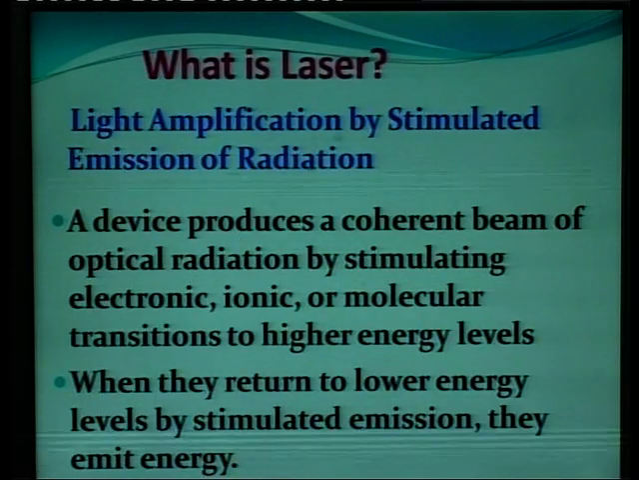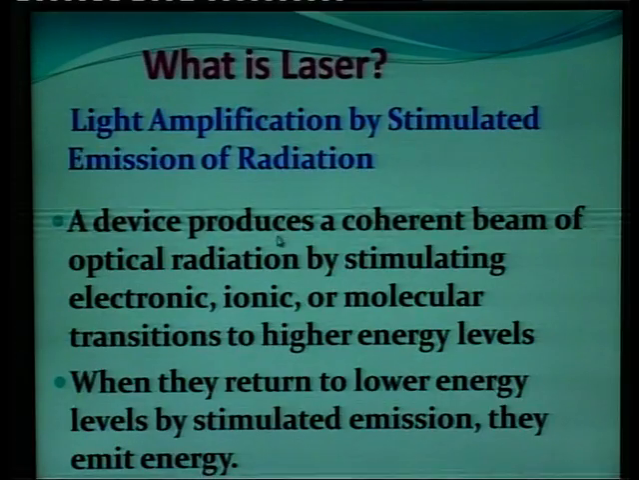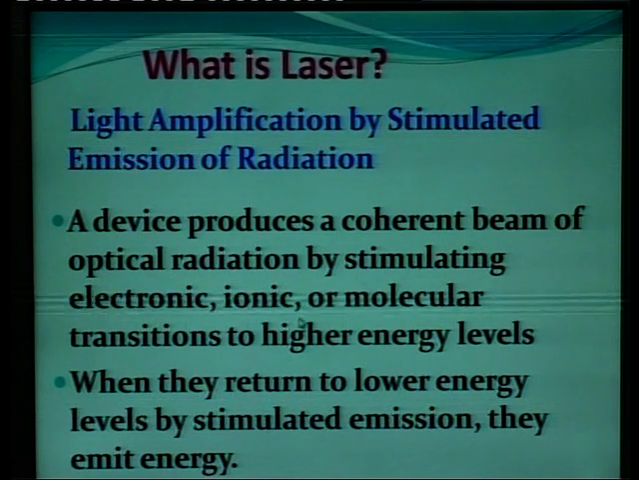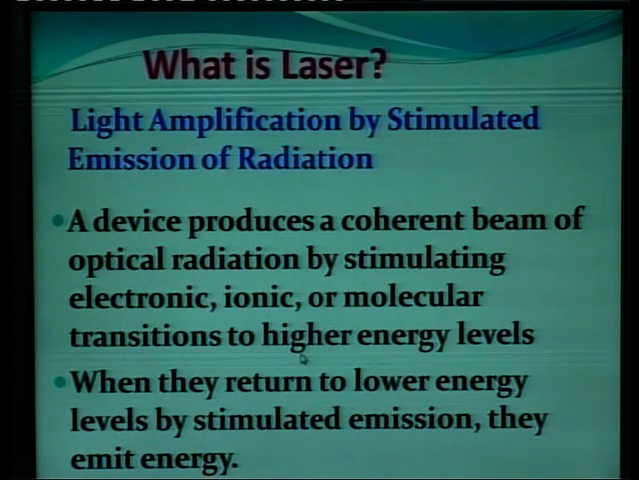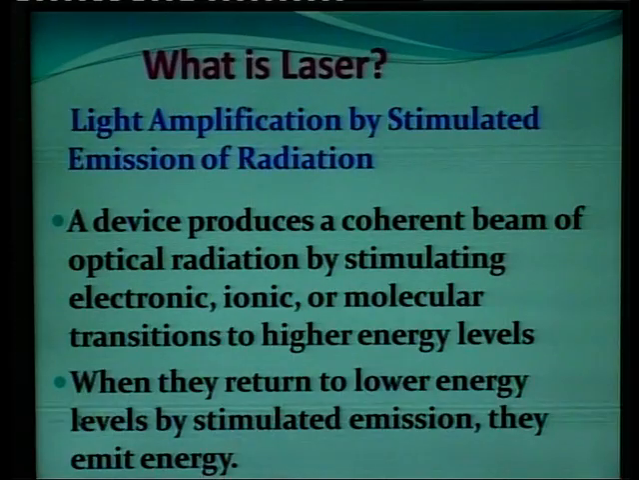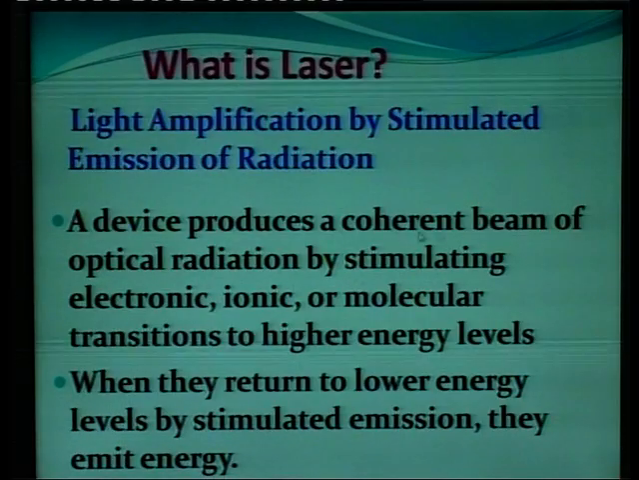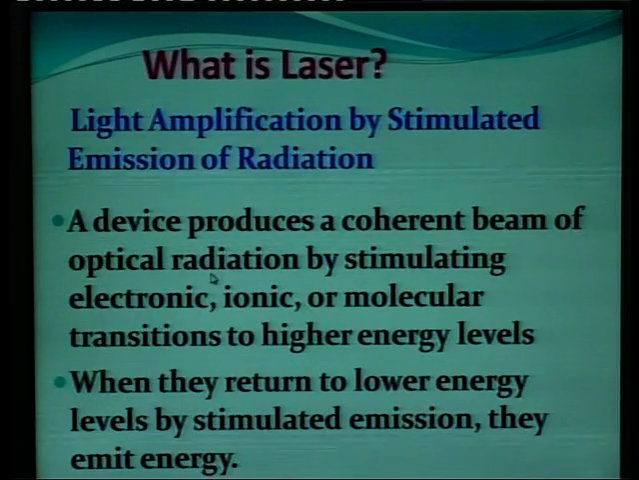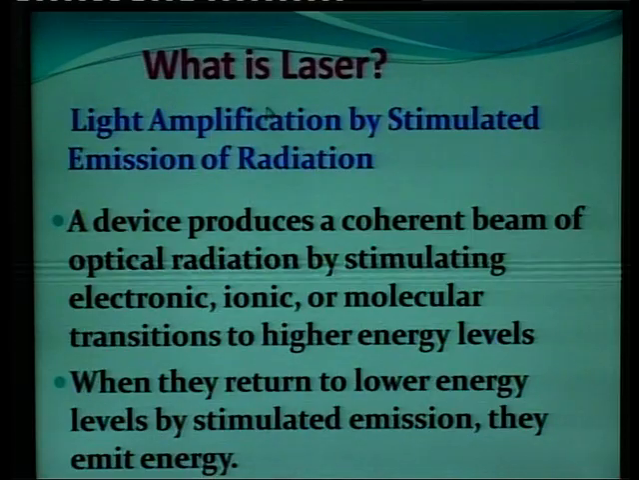So what is a laser? It is a device which produces a coherent beam of optical radiation by stimulated electronic, ionic or molecular transitions to higher energy levels. When they return to the lower energy level by stimulated emission, they emit energy. So laser is a source of light which is coherent. Coherent means all the waves are in same phase. So this is a special type of light which has few characteristics. We will study about those characteristics. So this happens by stimulated emission of radiation.